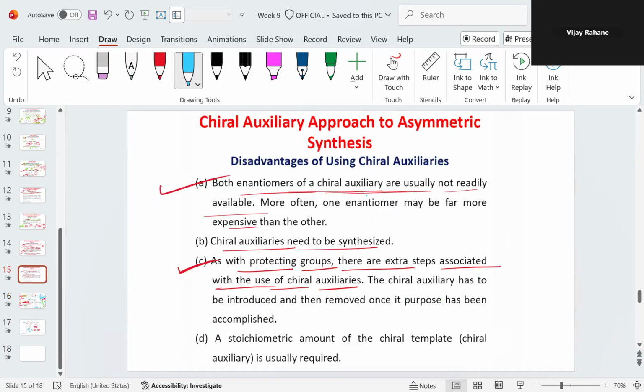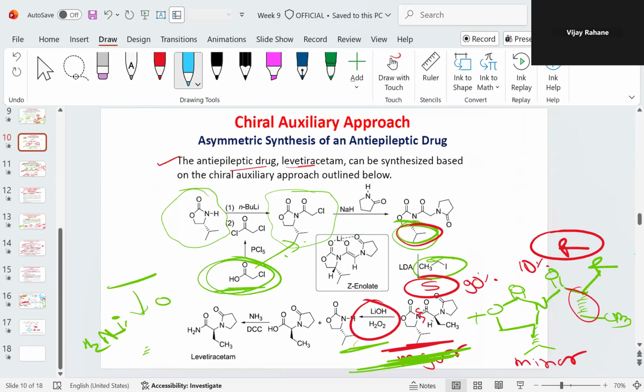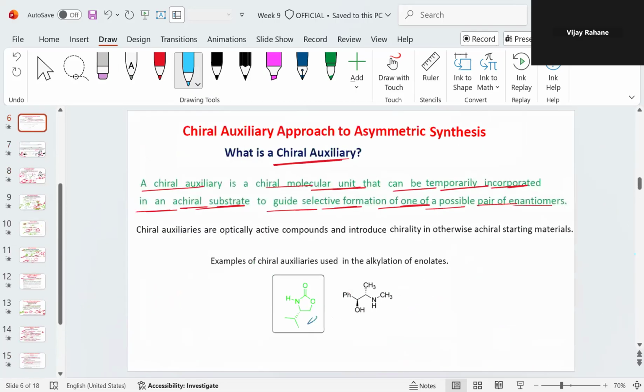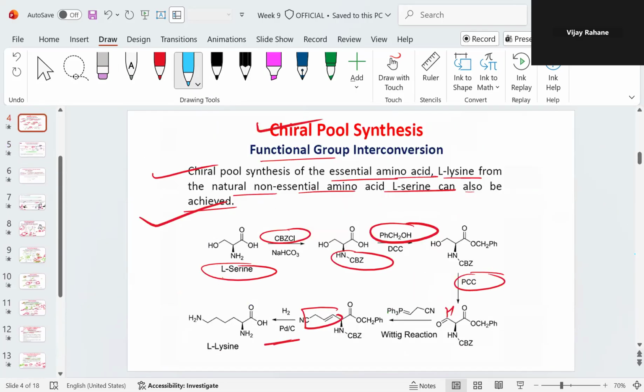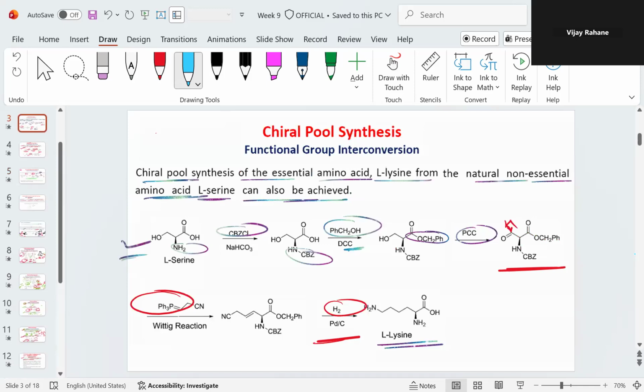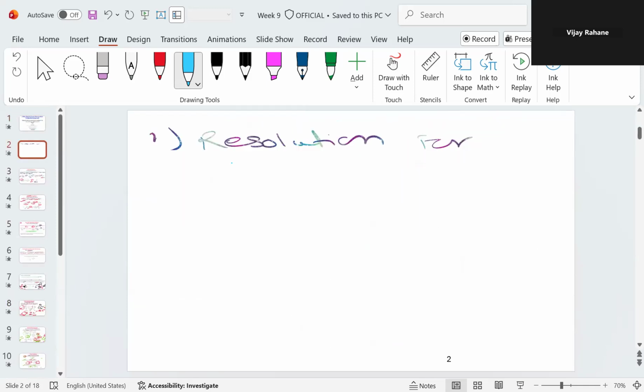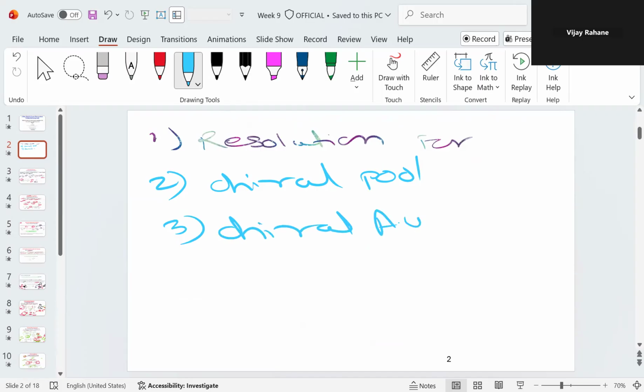So this is the third approach that comes from our asymmetric synthesis. The first that we have already seen is the resolution method. The second one was the chiral pool approach, and the third one is the chiral auxiliary. So these are the three approaches used in asymmetric synthesis.